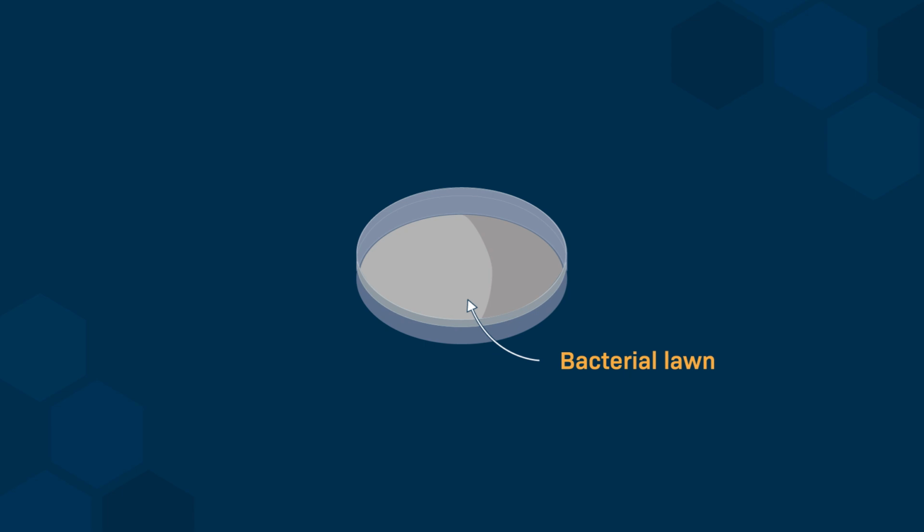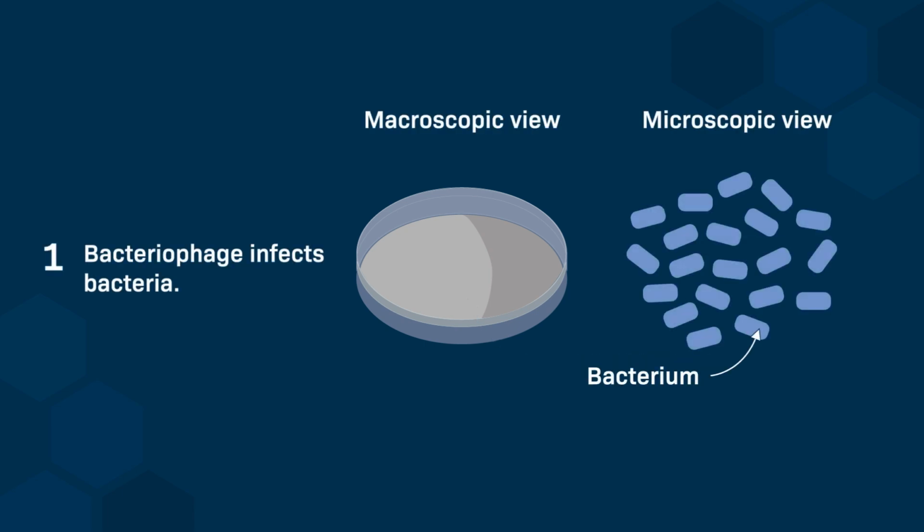This solution is then quickly poured on top of a petri dish containing a solid medium made of a high concentration of agarose in nutrient broth. The top agar solution forms a thin layer on top of the solid medium, where infection events between bacteria and phages will take place. How is a lysis plaque formed?